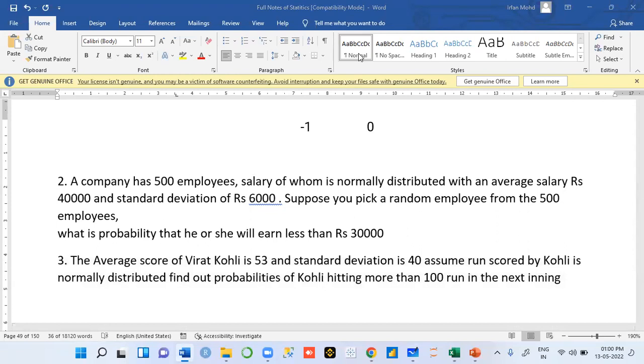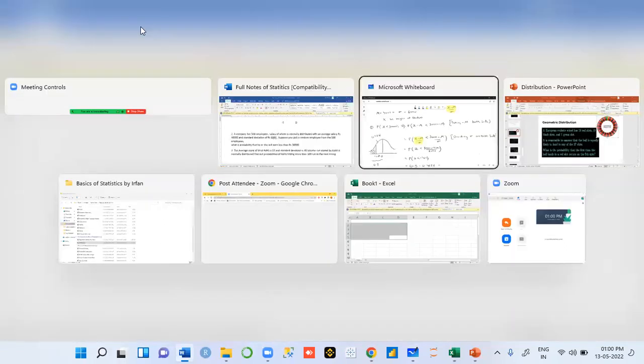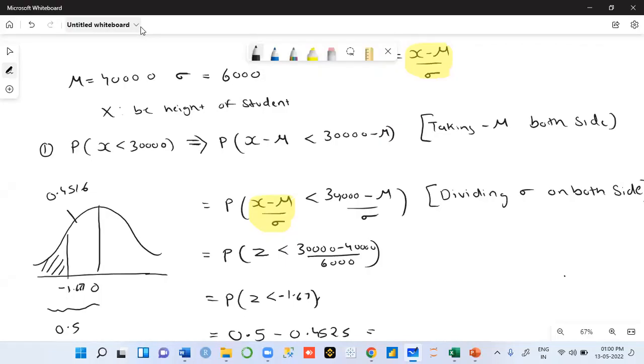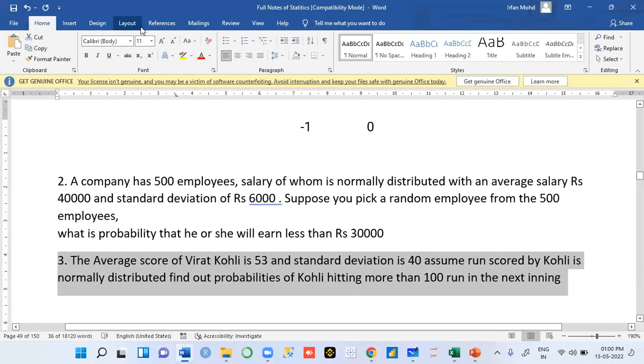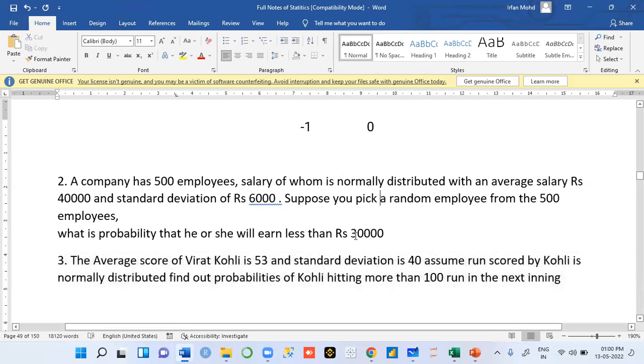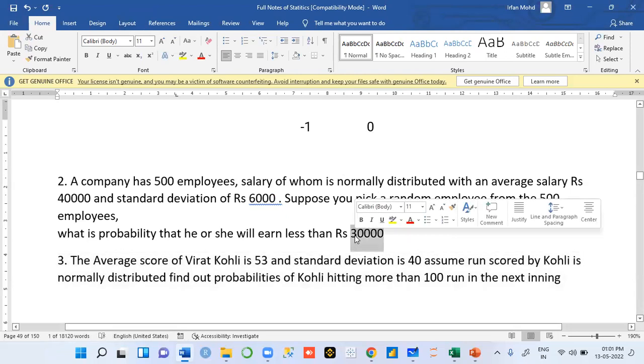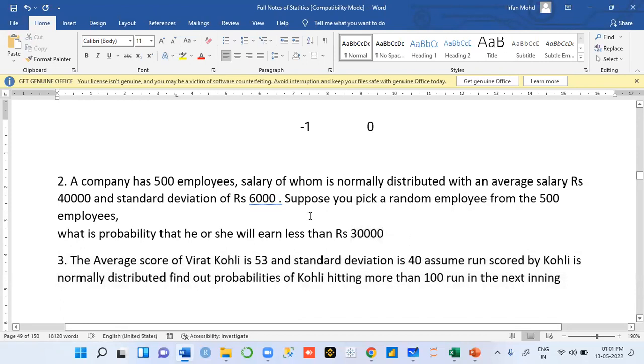Sir, I have a doubt in the second question. Yes, ask me. Two times 500 is repeated, sir. Which 500 do we have to consider, the first one or the second? You do not have to consider 500 only. Think like this: there are 500 employees. Out of 500, you pick up one employee, and that employee's salary has to be less than 30,000. This 500 is only given for confusion.